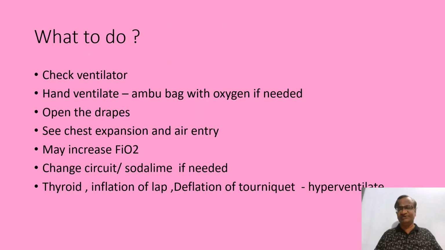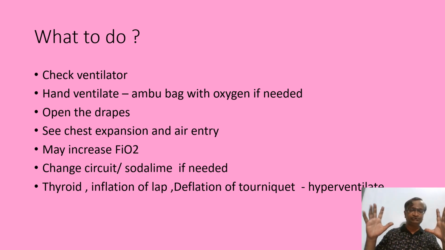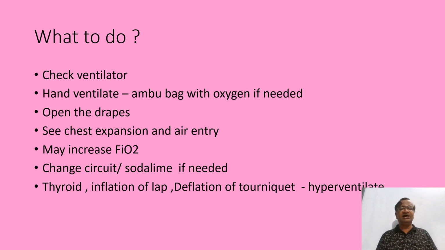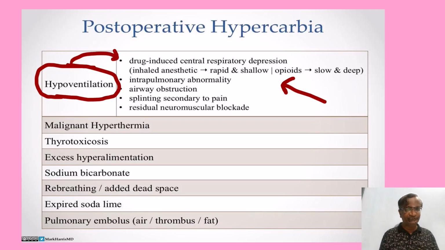Now, what to do after seeing this? Check the ventilator. Hand ventilate and start again if you think there is a fault in the machine. Do an Ambu bag with oxygen. Open up the drapes and see what is happening to the tubes. See chest expansion and air entry. Slightly increase FiO2. Check the circuit and soda lime, think of thyroid storm, inflation of laparoscopy, deflation of tourniquet, and start hyperventilating. See the temperature. This is how we need to approach a patient with hypercapnia.